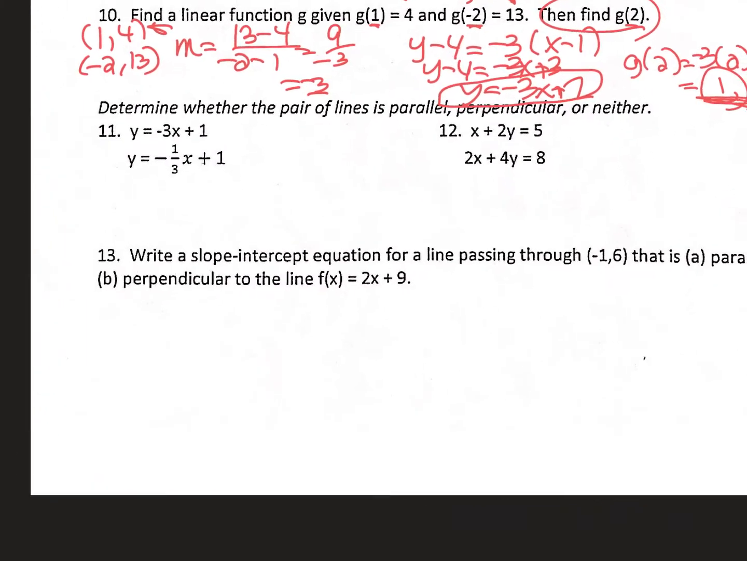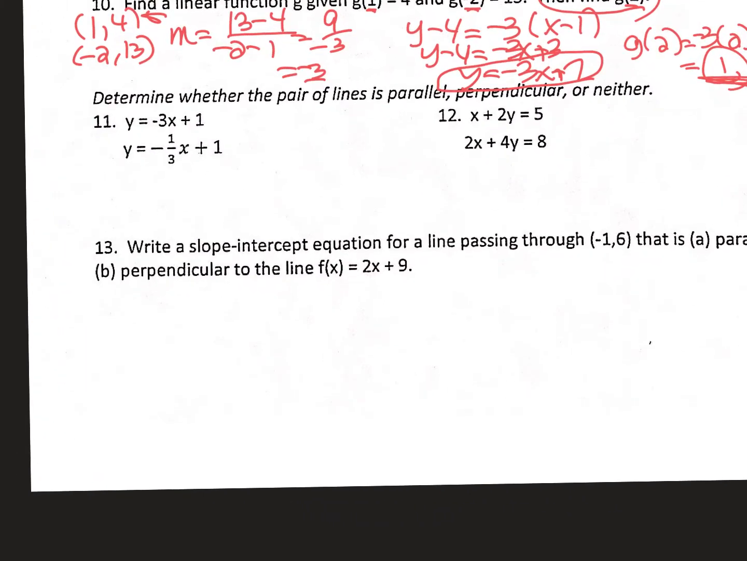Okay, 11 and 12 are asking you if it's parallel, perpendicular, or neither. Number 11 is neither, because they are reciprocals, but to be perpendicular, the slopes have to be opposite reciprocals. They're going to have different signs. Those have the same sign.